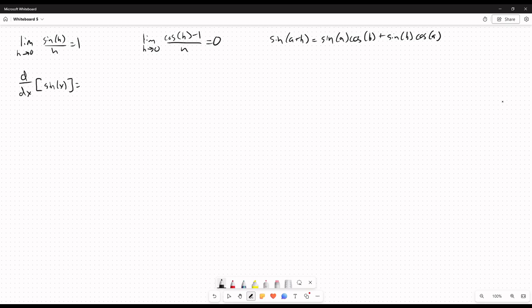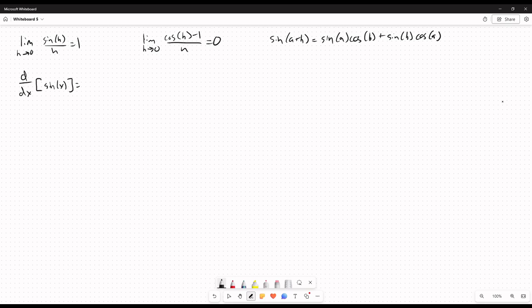We're going to need the special limit that the limit as h approaches 0 of sine of h over h equals 1. We're going to need the special limit that the limit as h approaches 0 of cosine h minus 1 over h equals 0. And we're going to need the sine angle addition formula, that sine of a plus b is sine of a cos of b plus sine of b cos of a.